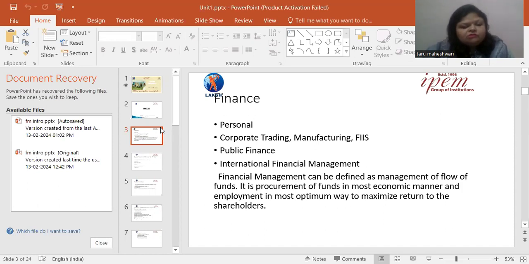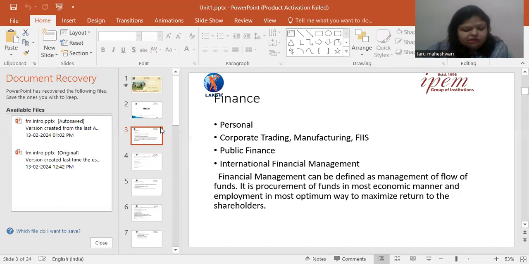So when we talk about finance, there can be personal finance, corporate finance, public finance, and also international finance. It is all about finance. The next step is financial management. So what is financial management?